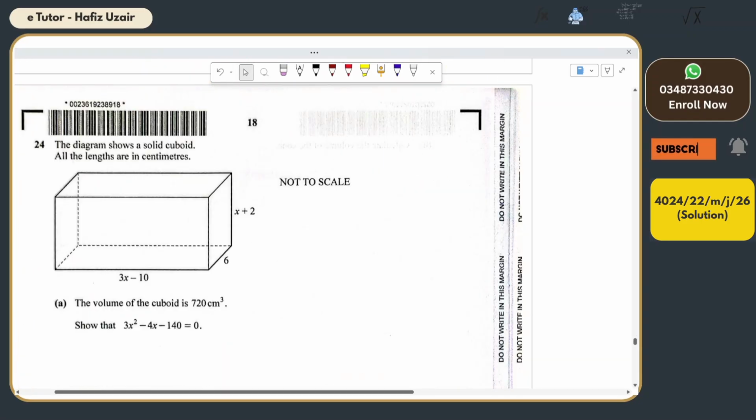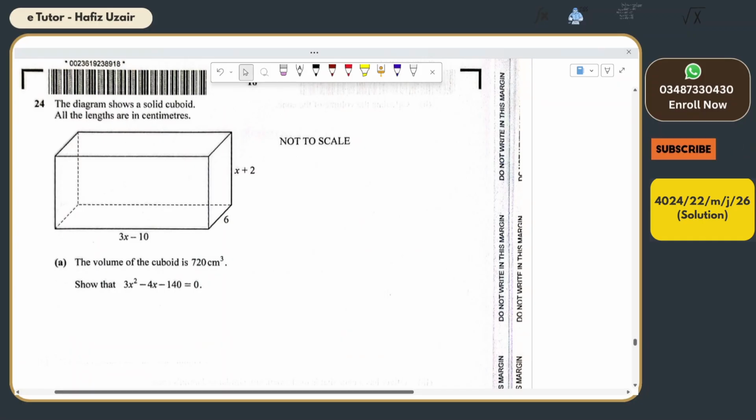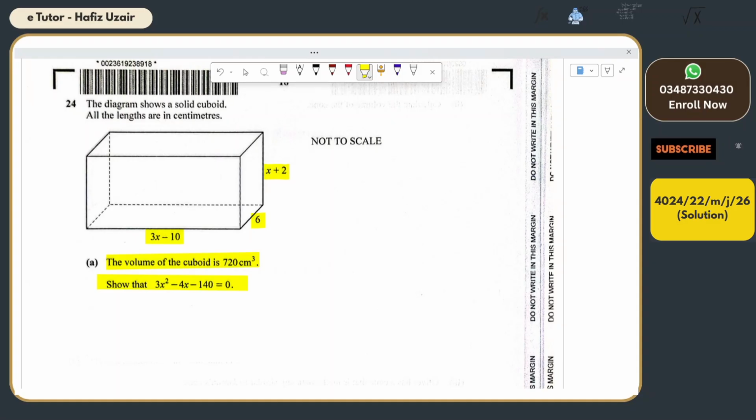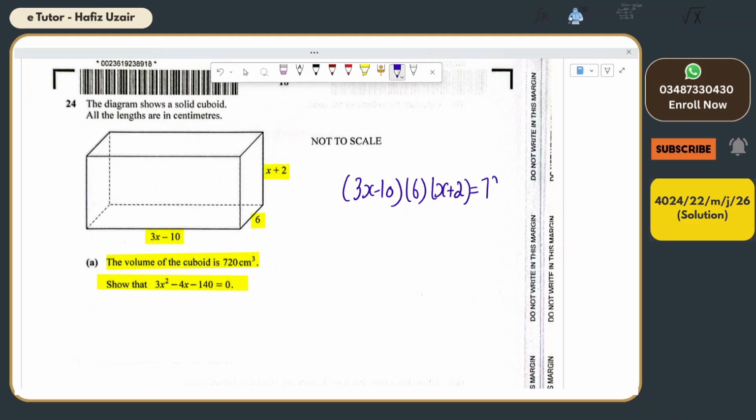Let's move to question number 24. This question says that the volume of a cuboid is 720 centimeters cubed, and the length is 3x minus 10, width is this and height is this. As we have volume here, we need to use the volume to make this equation. Volume is 720. So what is the volume of a cuboid? It is length times width times height. So it is 3x minus 10, that is length, times width, that is 6, and x plus 2, that is height, and this will be equal to 720.